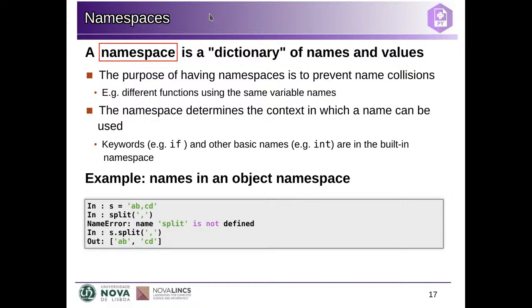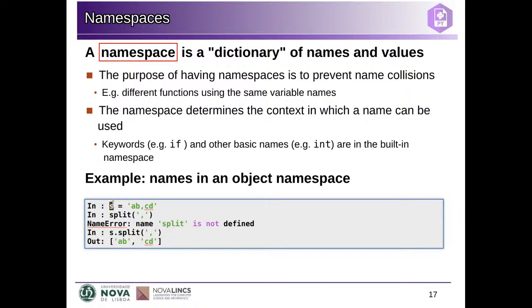This is to prevent that using the same name in different places creates some collision. We already saw an example of names that exist only inside the namespace of an object. For example, the split method of a string allows us to break the string according to some separators, but we must call it inside the string.